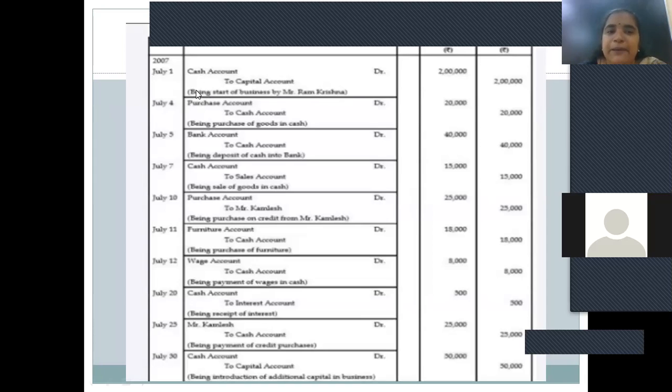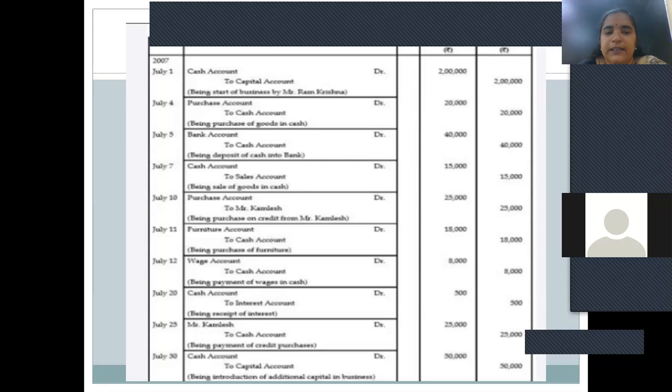I have written here: being business started, being amount invested by Ram Krishna in business. So you have to write why Ram Krishna gave this money. He is investing in the business. That detail we always start with the word being. Being start of business made by Ram Krishna. This sentence is called the narration and it is always written after every transaction in the journal.